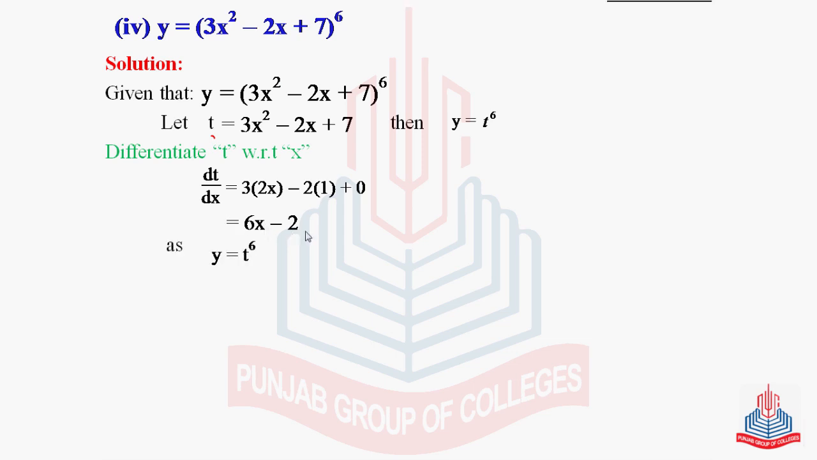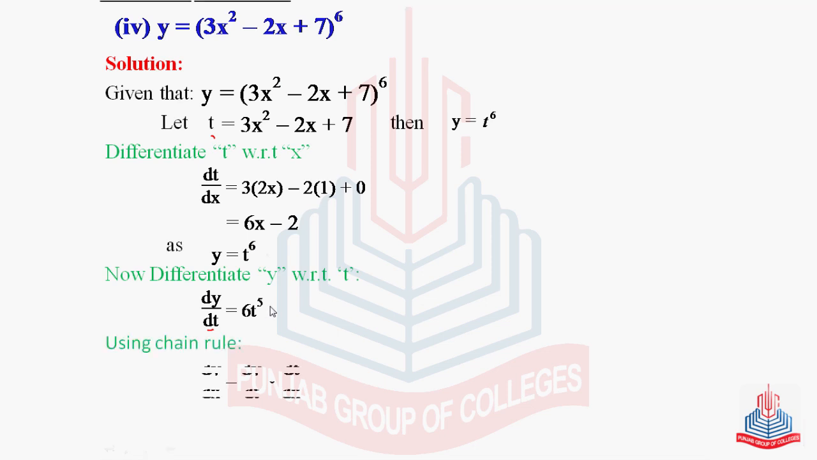As y was equal to t raised to the power 6, when we apply the derivative of y with respect to t, differentiating y with respect to t, this will become dy/dt, and by using the power theorem, this will become 6 times t raised to the power 6 − 1, which is 5. Using the chain rule, dy/dx is equal to dy/dt times dt/dx.